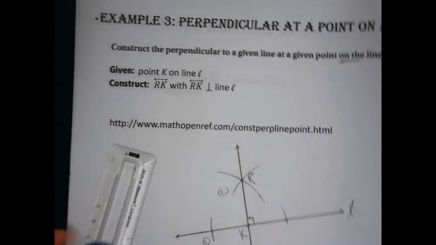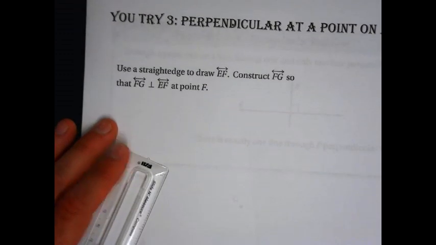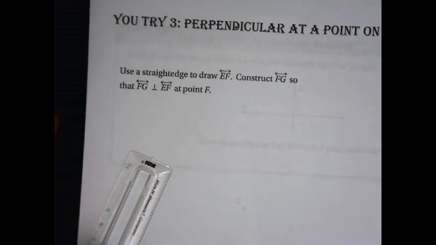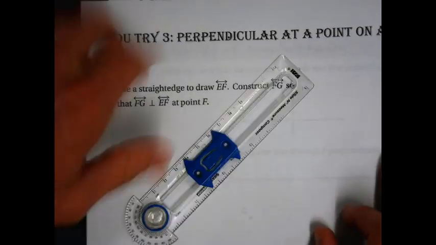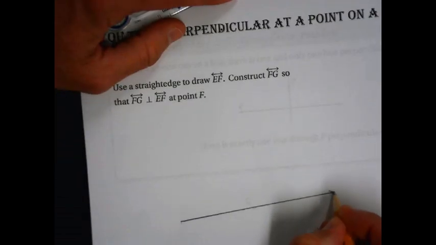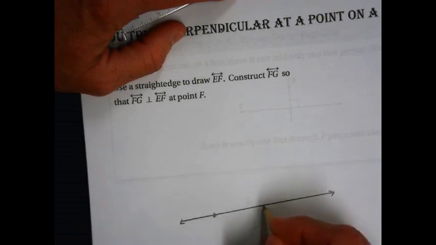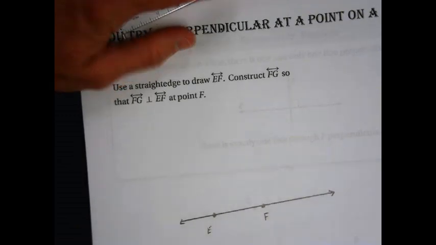Next, so what we're going to do is use a straight edge to draw EF, and then we're going to construct FG so that FG is perpendicular to EF at point F. All right, what's going on? So here's the directions. We're going to use a straight edge to draw EF. Okay, so let's do that. Okay, so we have our straight edge, and then we construct EF. It doesn't matter where we put the point. So let's say this is E and this is F, right? It doesn't matter where. Okay, so we have that.